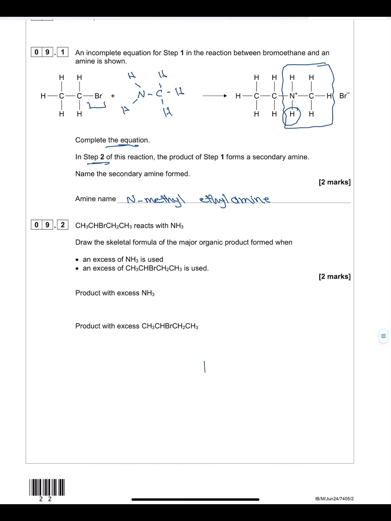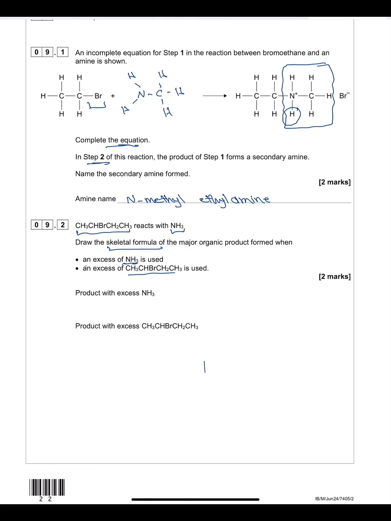And then the second question, they give you another alkyl halide, which is 2-bromobutane. This is the one which reacts with ammonia. And then they want you to draw the skeletal formula of the major organic product formed under two different cases. The first one in the presence of an excess of ammonia, and the other one in an excess of the alkyl halide. So first of all, when we use excess of the ammonia, the reaction will stop at the first step, which is the formation of the primary amine, a nucleophilic substitution reaction where the bromide leaves and it's substituted with an NH2 group or an amino group.